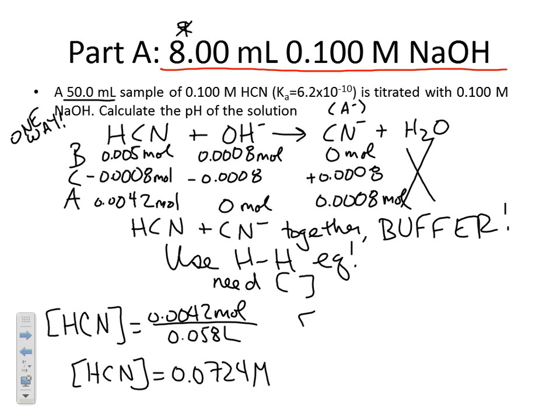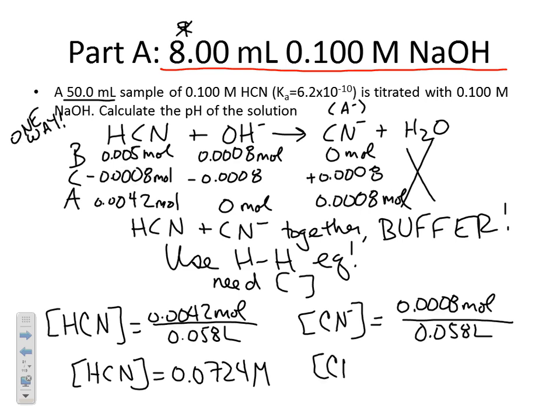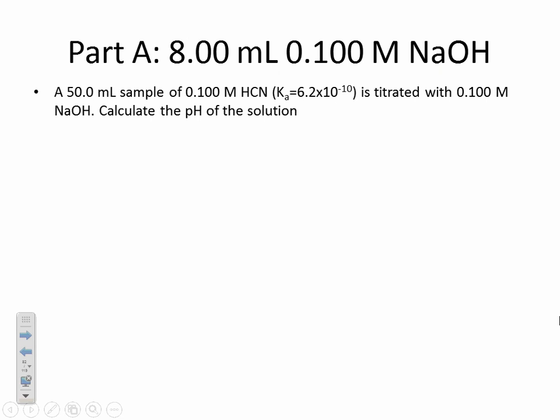But then we have to do the same thing for the cyanide ion. Again, in using the Henderson-Hasselbalch, you need concentrations of both. So we're just doing the same idea. The 0.0008 moles, or 8 times 10 to the minus 4th, divided by the new added volume, gives us a cyanide concentration of 0.01379 molar. We want pH, so this is the exact same problem.